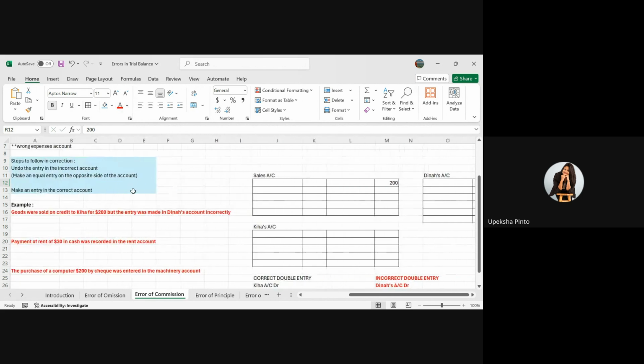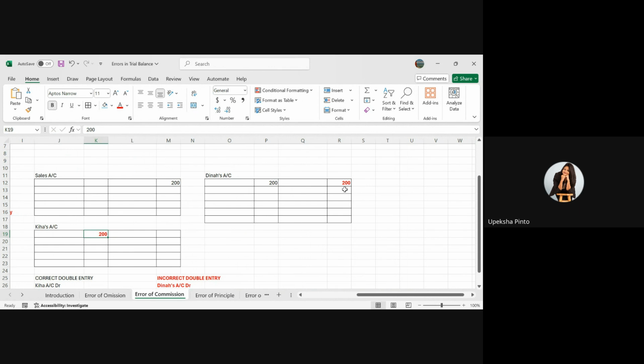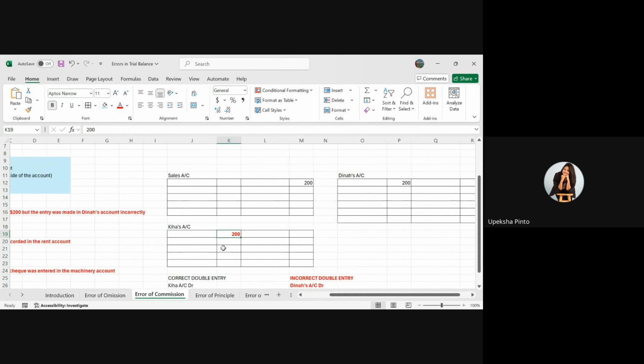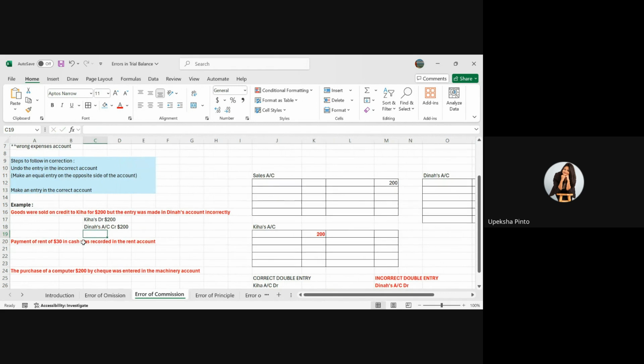Then what's next? Make an entry in the correct account. So I must remove from Dina and put it to Kiha. So Kiha should be debited 200. I'm removing it from Dina because that's the wrong person and putting it to the correct person, that is Kiha. Then what's my double entry? It should be Kiha account debit. That's my correct double entry. And I should remove from the wrong person, that is Dina. Dina account credit by 200. That's how you work around this.